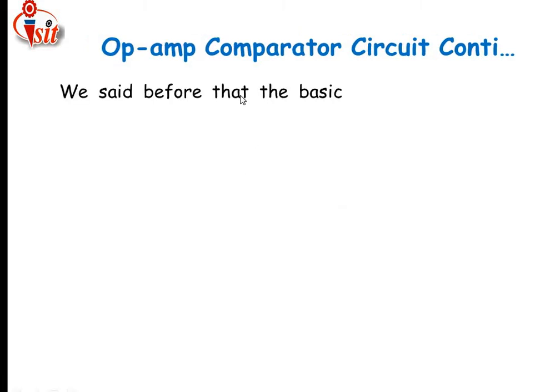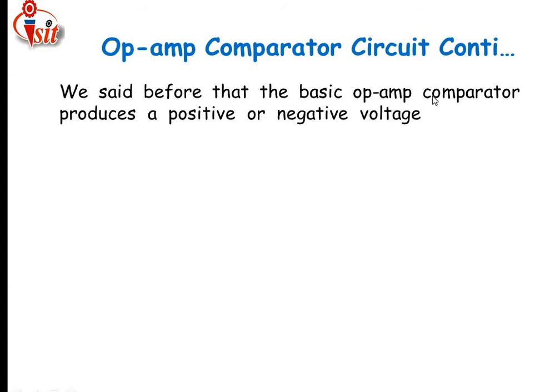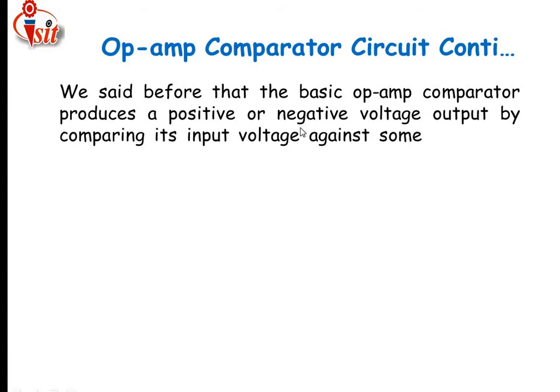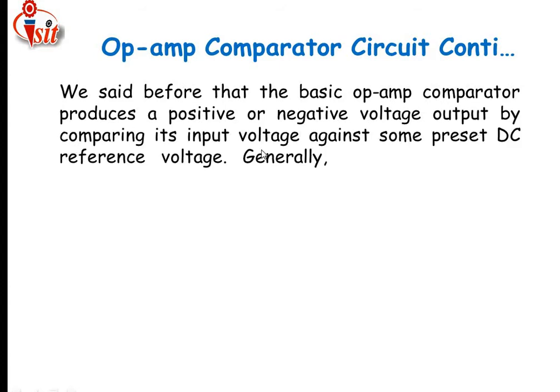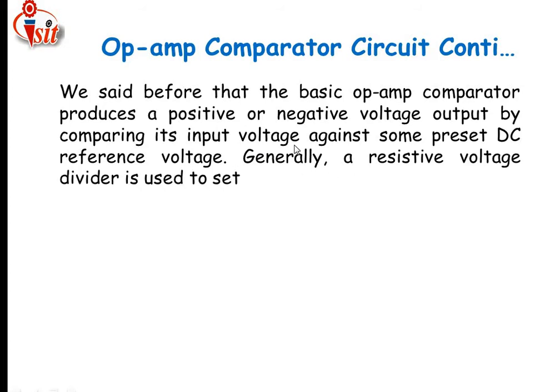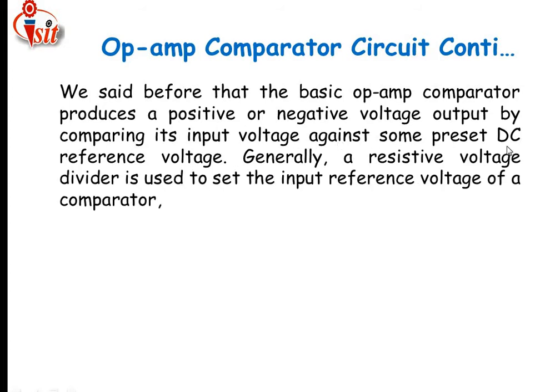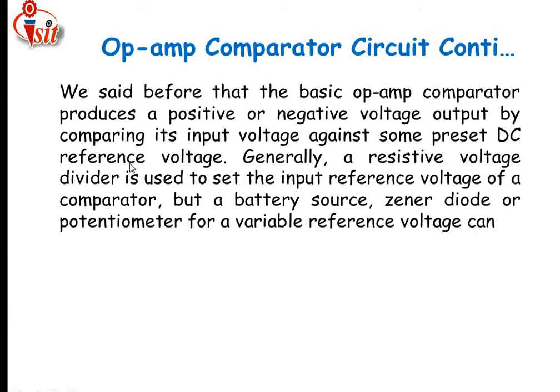Along with this, we said before that the basic op-amp comparator produces a positive or negative voltage output by comparing its input voltage against some preset DC reference voltage. Generally, a resistive voltage divider is used to set the input reference voltage of a comparator, but a battery source, a Zener diode, or a potentiometer for a variable reference voltage can all be used, as shown below.